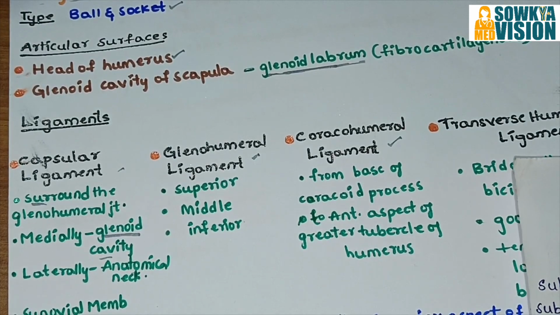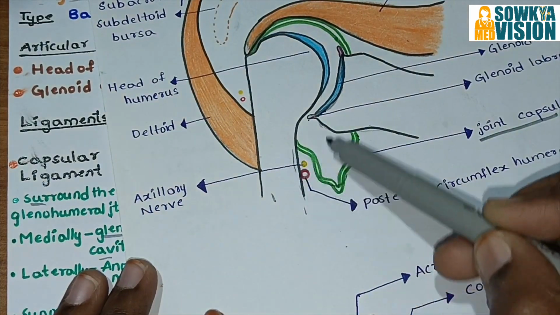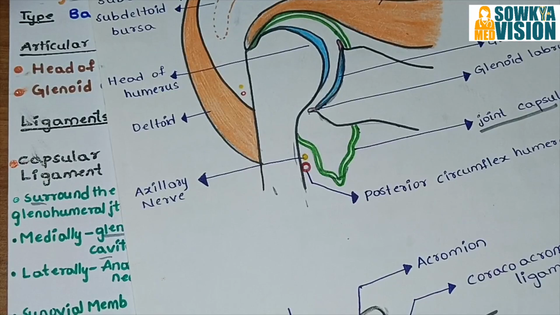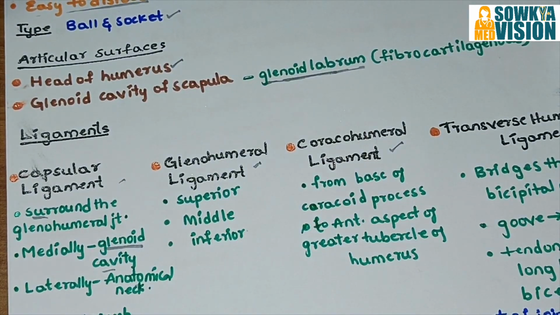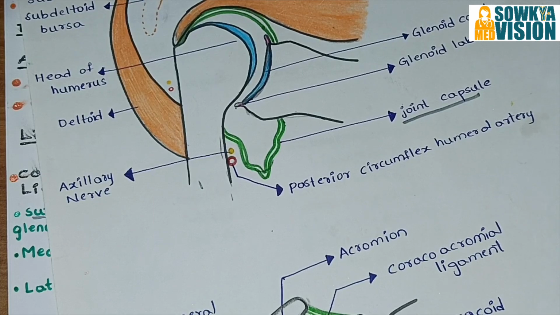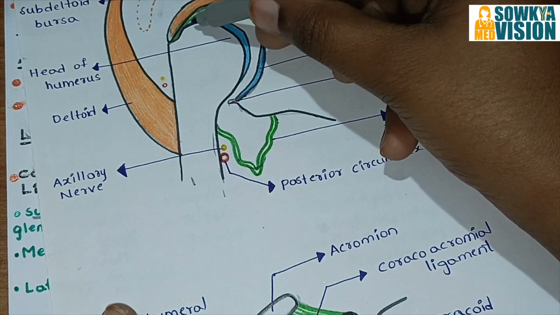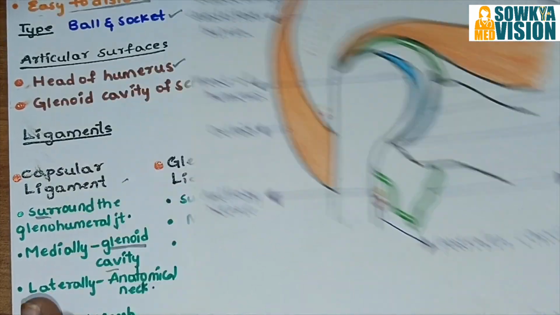Anatomical neck of humerus. Yes, here it is attached to the anatomical neck of the humerus. And now it is lined inside. The capsular ligament is lined inside by synovial membrane. Here it is lined by synovial membrane inside the capsular ligament.